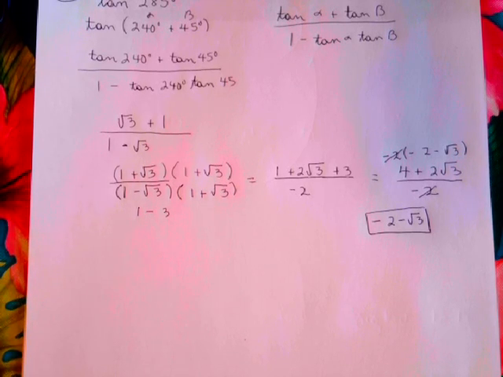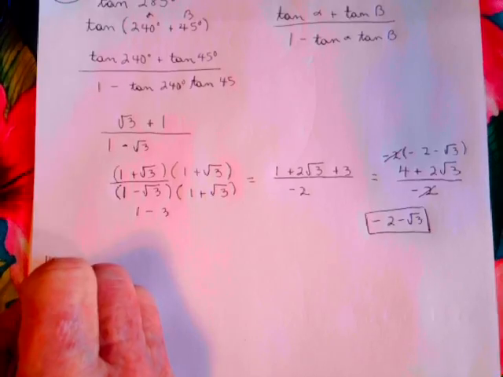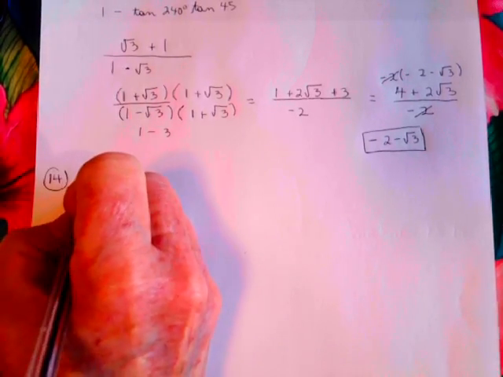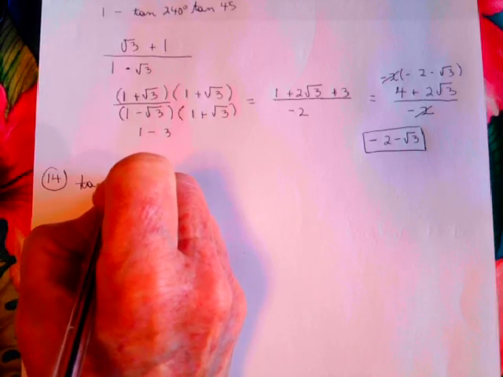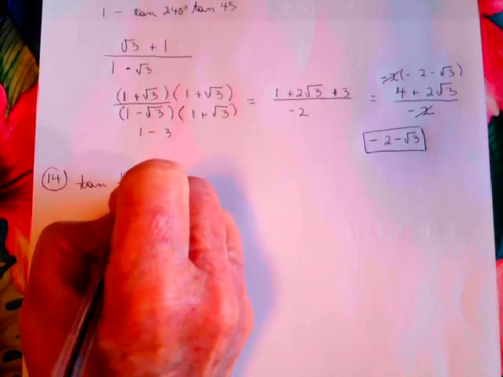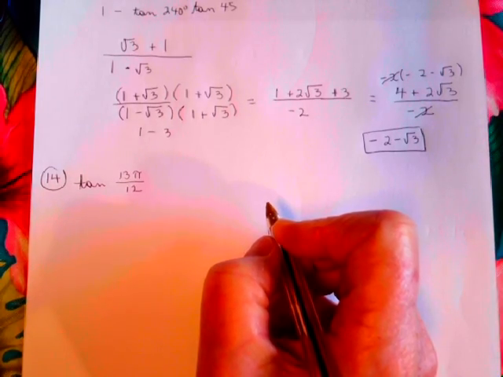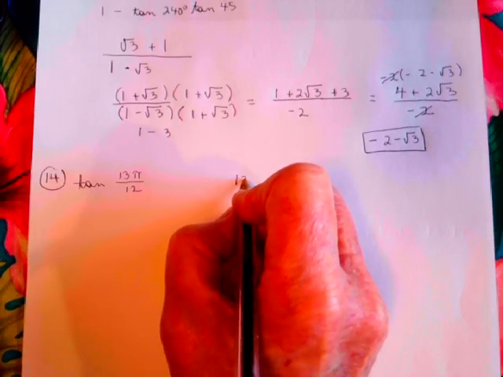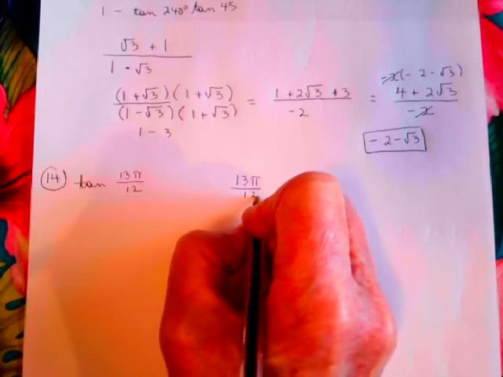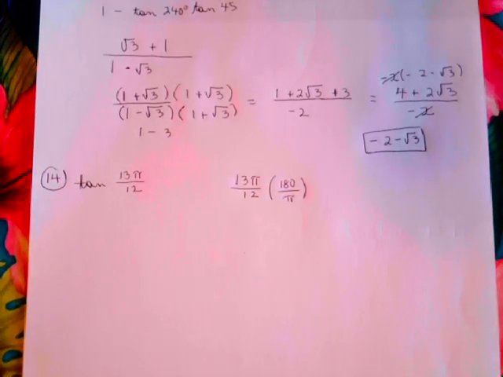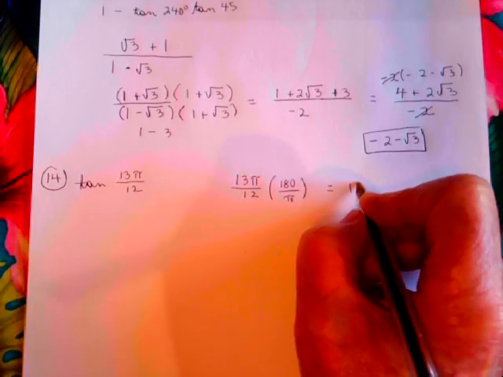Number 14. Find the tangent of 13 pi over 12. The first thing I want to do is change 13 pi over 12 so I can think about this a little better. Multiply by 180 over pi. You do that simplification, and you're going to come out with 195 degrees.